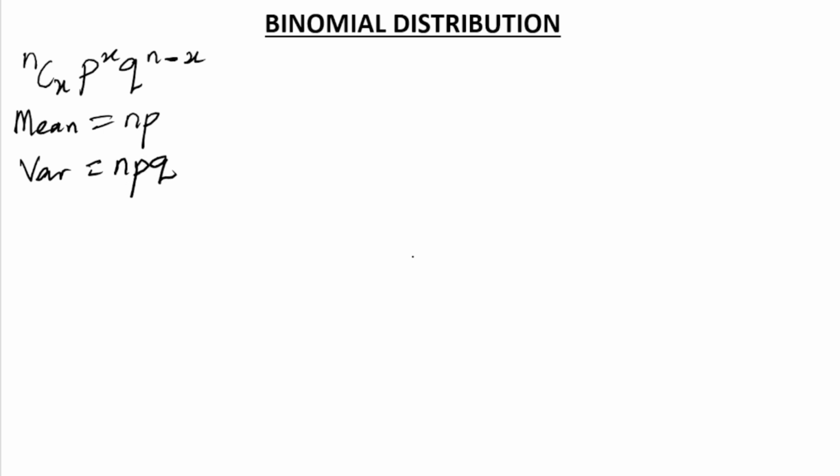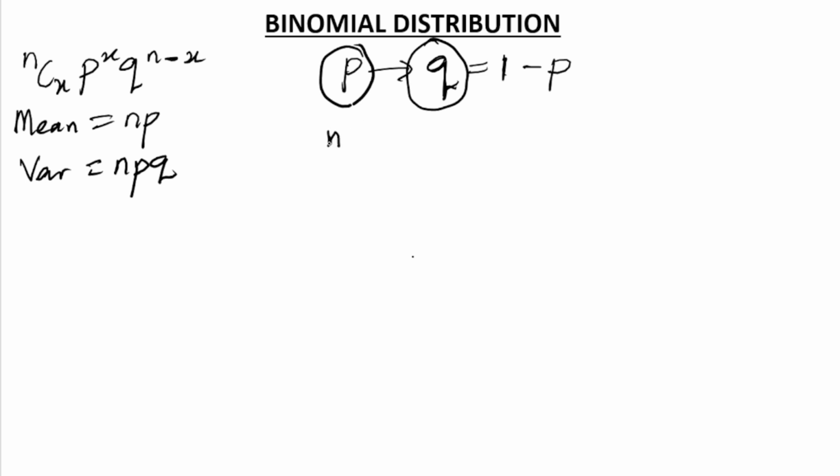Now, in this binomial distribution, one thing you'll be given is your p, and you have to find your q yourself. And how do you find q? q is 1 minus p. So note that the p here is the probability of success and the q is the probability of failure. Now you'll be given n and you'll be asked to find x. I hope you understand. So now let's talk about the n combination x.